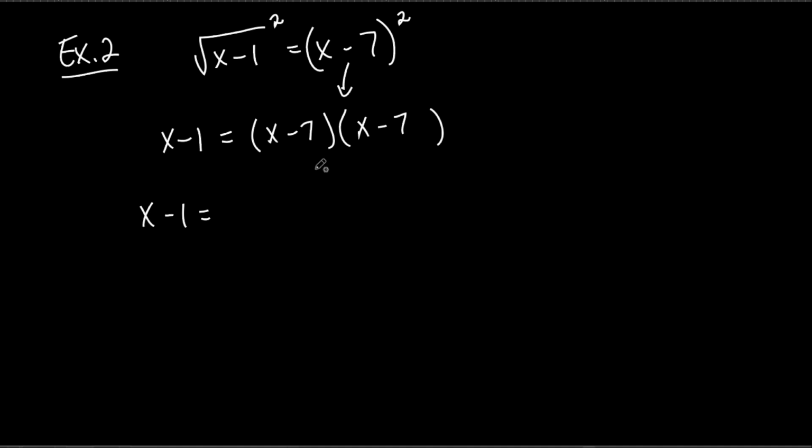Okay, so we multiply these together, x times x, which is x squared. The outside is negative 7x. The inside is negative 7x. And the last is positive, what? How about 49? 7 times 7.